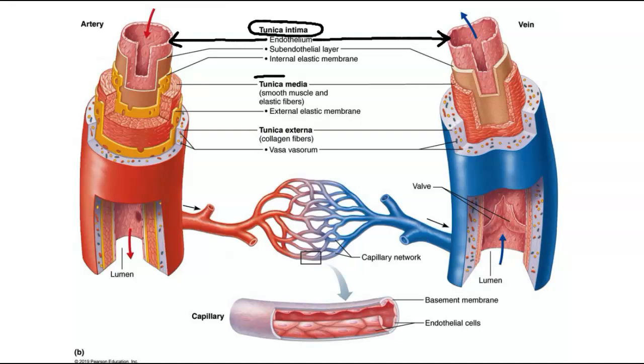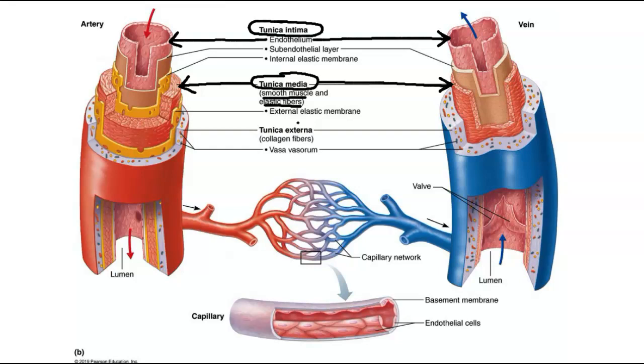Outside of that is a layer called the tunica media. The tunica media is a smooth muscle layer, also contains elastic fibers. And when we look at the smooth muscle layer in an artery, I can see that the smooth muscle layer, or in other words, the tunica media, is very thick in an artery compared to a vein. Take a look at the thickness of the tunica media here. It's much thinner, so veins are less muscular.